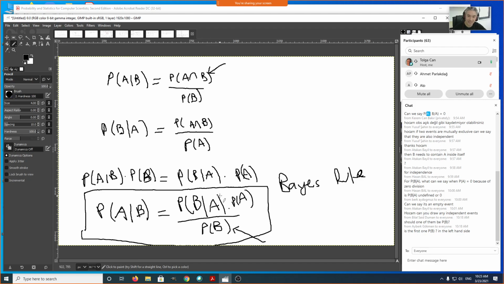Okay, so in that case, for example, if you have the disease, the probability of the diagnostic to be positive is its accuracy. Okay, we know that. But we also need to take into account the probability to test positive for any random person in the world.